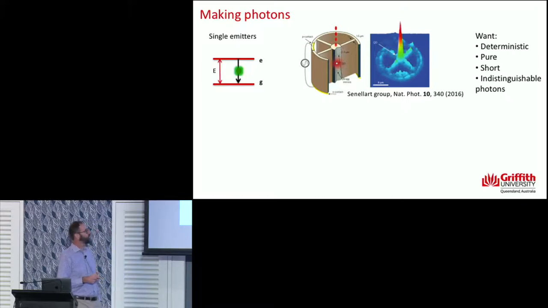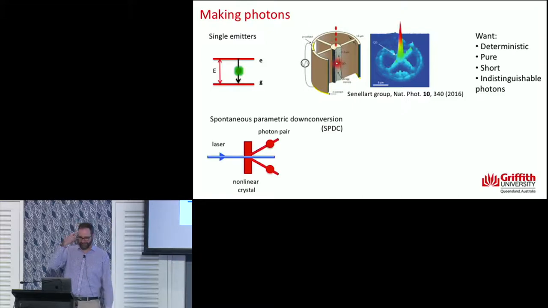These kinds of technologies give us a good step towards what we want, which is deterministic, so on-demand, photons, pure photons, usually temporally short so that we can access them on a fast cycle, and photons that are indistinguishable, so that if I take two photons from the same device or from two separate devices, they can be interfered with very high fidelity. And quantum dots are one of the contenders for meeting these kinds of goals.